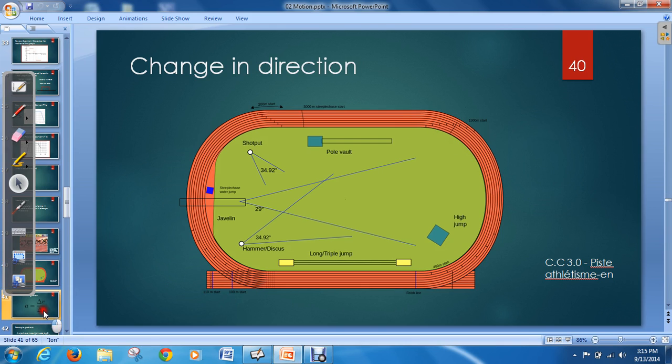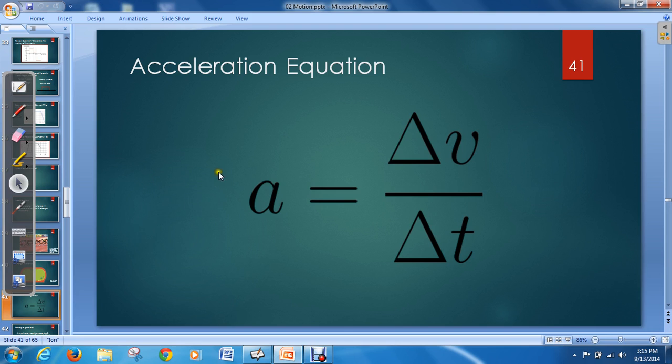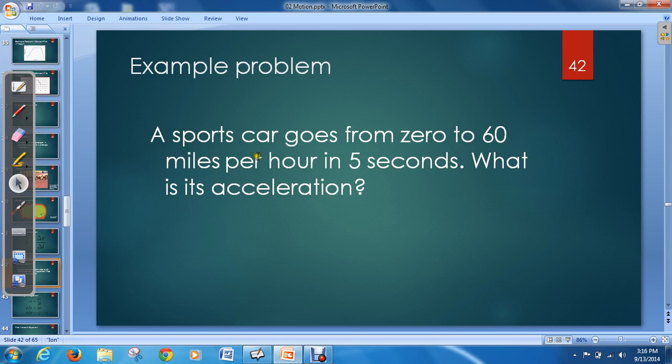So the mathematical definition of acceleration is acceleration a equals the change in velocity over the change in time. Very similar to the velocity equation, right? So anytime we need to calculate acceleration, we just find our change in speed divided by our change in time. So let's look at this example problem. If a sports car goes from 0 to 60 miles per hour in 5 seconds, then we want to find its acceleration.